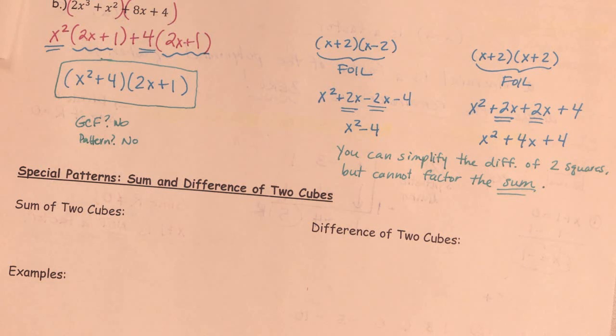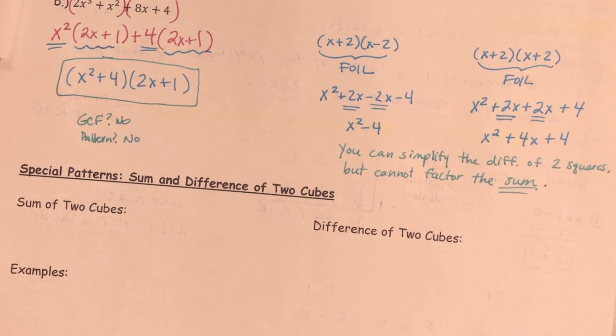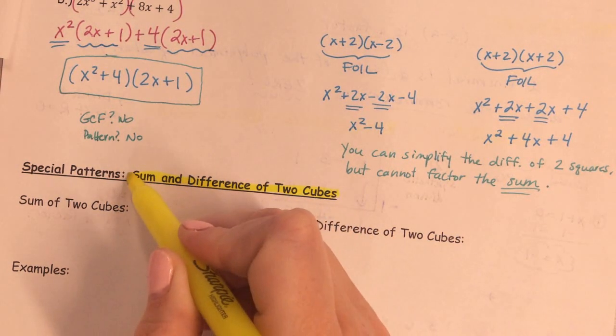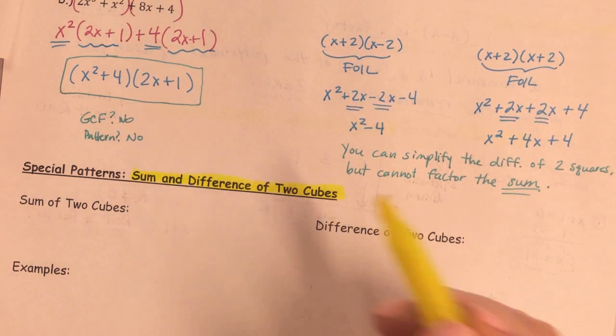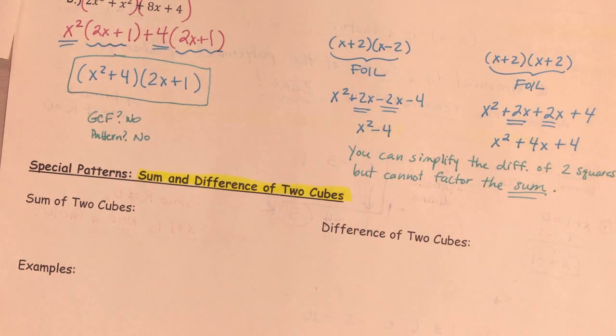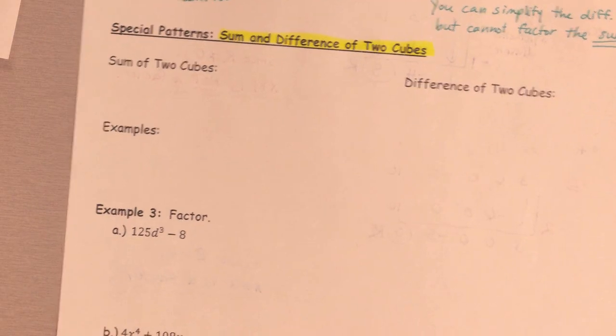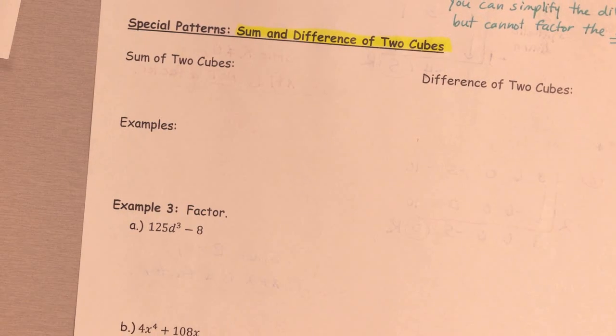All right, we're going to learn some new special patterns then. Okay, so the main special pattern we talked about before was all about perfect squares. Now we're going to learn about the sum and difference of two cubes. Okay, and don't worry, we'll generate a list of cubes, so if you're not familiar with them yet, after we practice this, you will be. Okay, so the sum of two cubes has a special pattern.